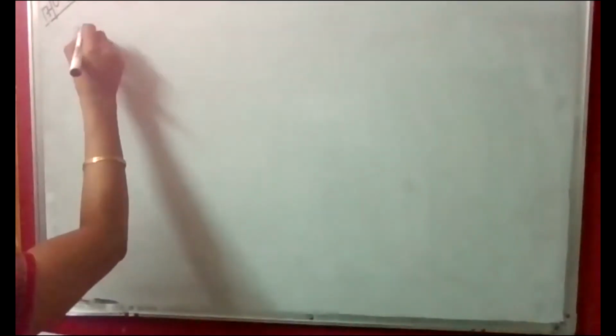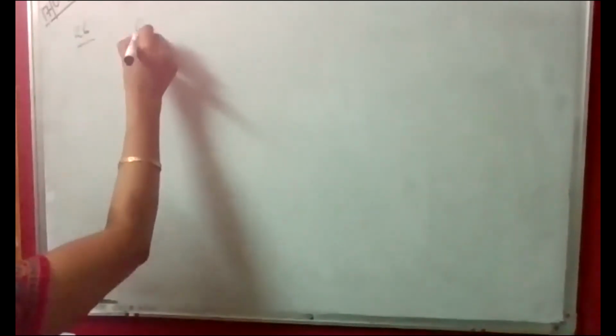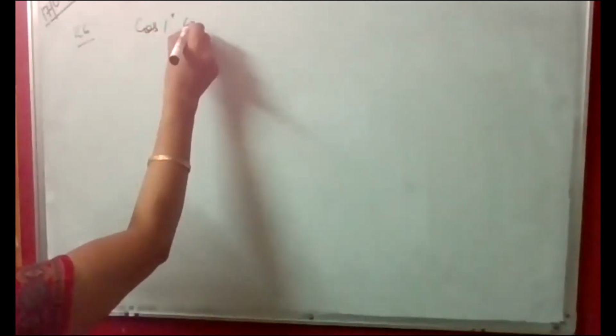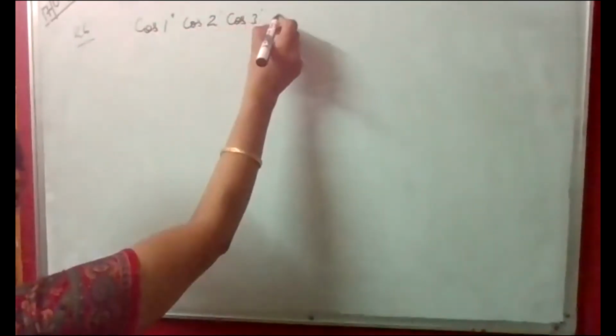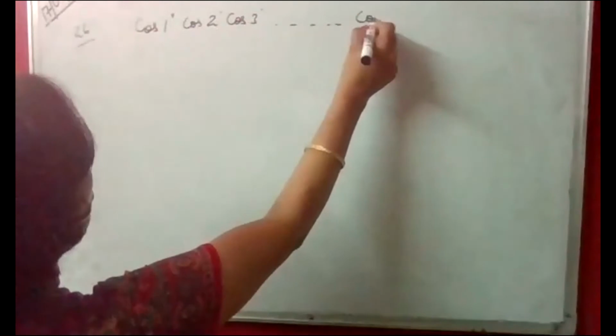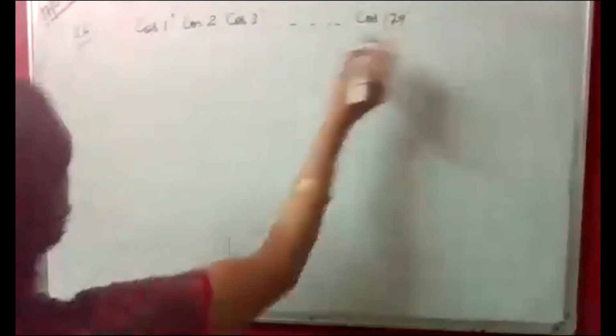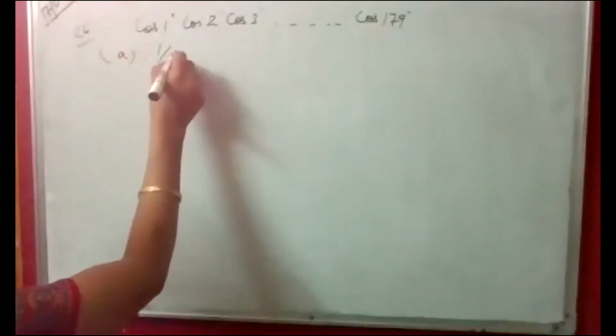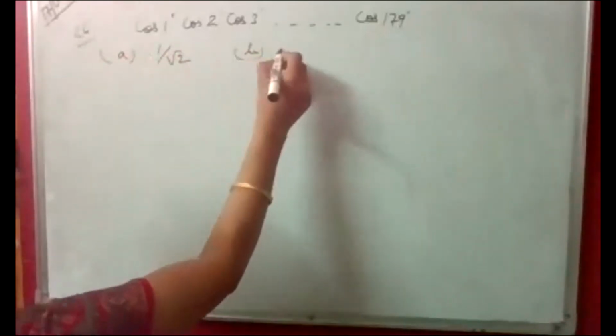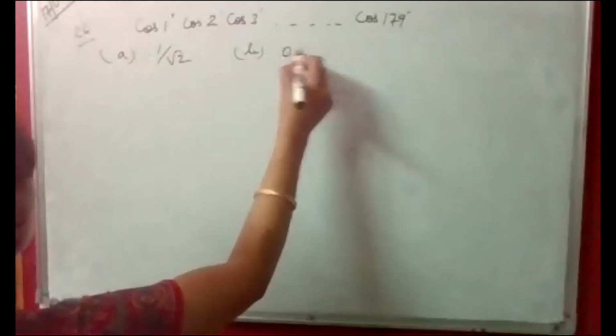Okay, a simple question I am giving you. Very simple question. Again, an MCQ. You have to give the value of cos 1, cos 2, cos 3, and so on up to cos 179 degree. Just a prompt answer should be there. A very simple question. Prompt answer should be there.